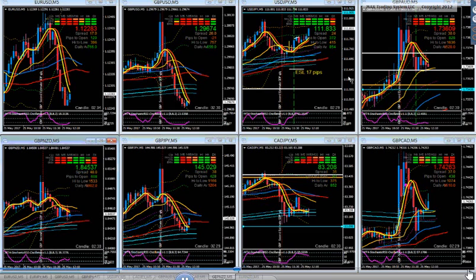So this candle will close in 2 minutes, and we may perhaps see a short setup on the CAD yen, a long setup on the pound CAD.